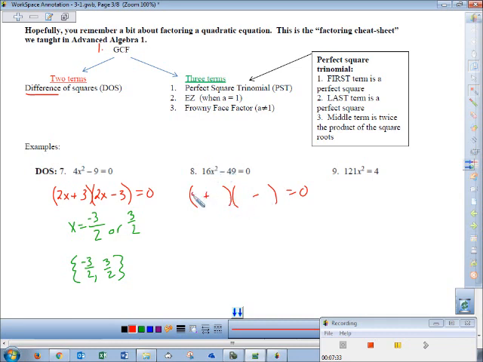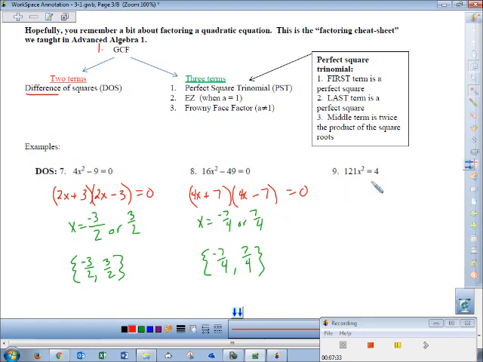Throw your square root of the 16x squared in the first position. Throw your square root of the 49 in the last position right there, and then we can use the zero product property. X will equal negative 7/4 or 7/4. And remember, if you have questions on stuff like this, please let me know. Going through this a little quick because we've done this before. You know, this should be something that rings a bell.